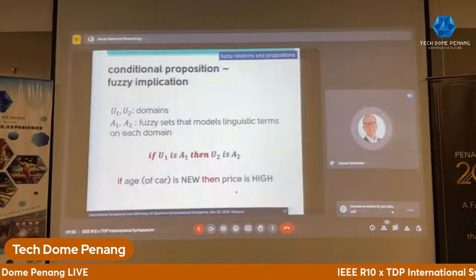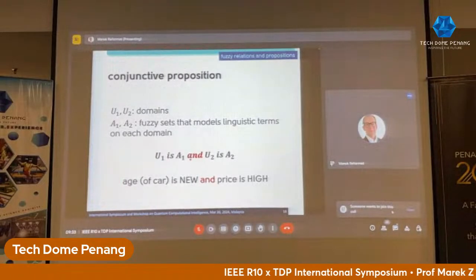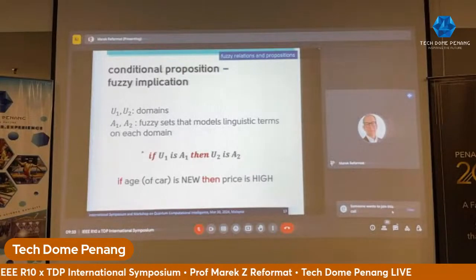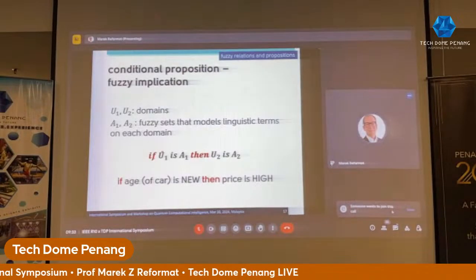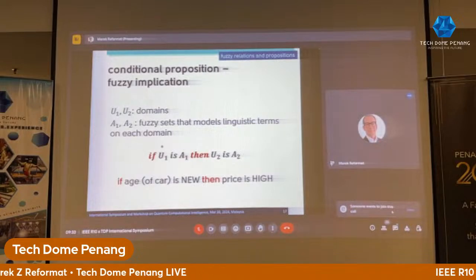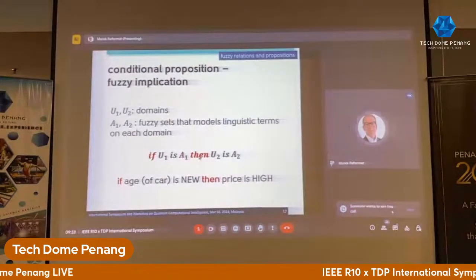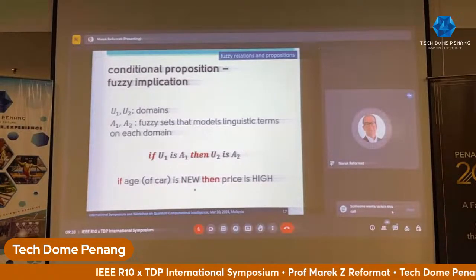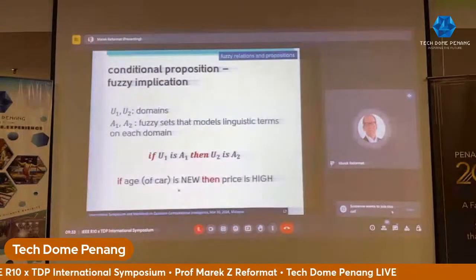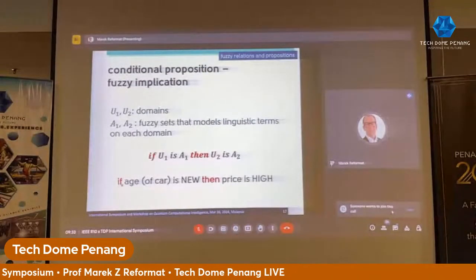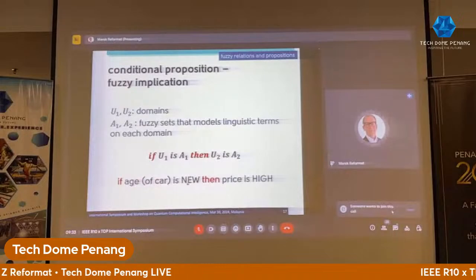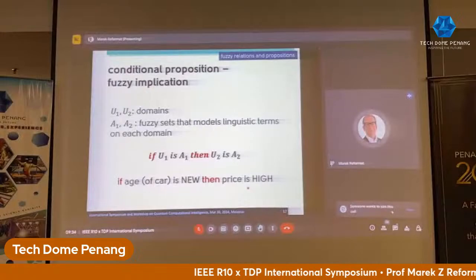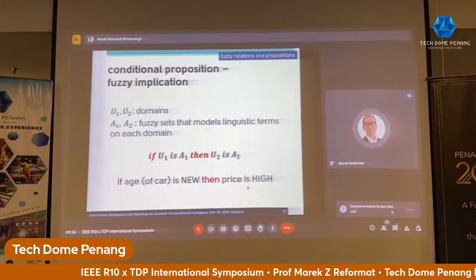We can go further. We have relations, and we will create rules. In this particular case, you see the difference between these two. When we had the conjunction of the two propositions, we had a slightly different combination. In this case, if we have some domain and some fuzzy set, then in another domain there is another fuzzy set. So the same thing we had before about the car and the price, we can change into saying that if the age of the car is new, then its price is high.